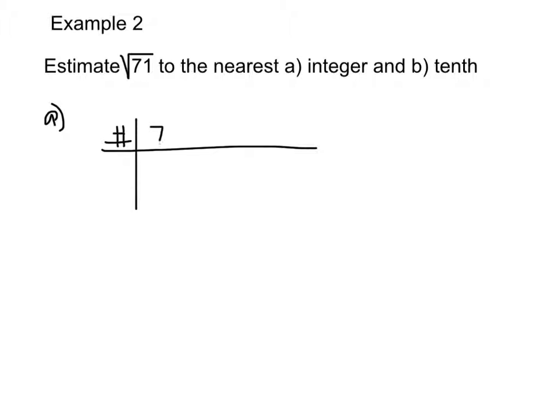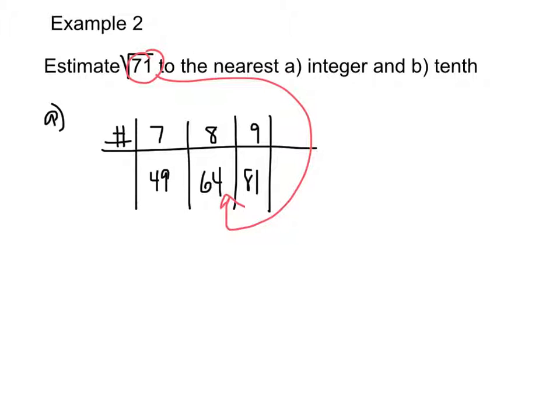Well, for example, if you just pick 7, the square of 7 is 49. Then go to the next number, 8. 8 times 8 is 64. 9 times 9 is 81. Well, you know, or you should know, that 71 is between 64 and 81. Is it closer to 8 or is it closer to 9? Well, 71 is closer to 64 than it is to 81. So we know that the square root of 71 is closer to 8. So the nearest integer for part A is 8.